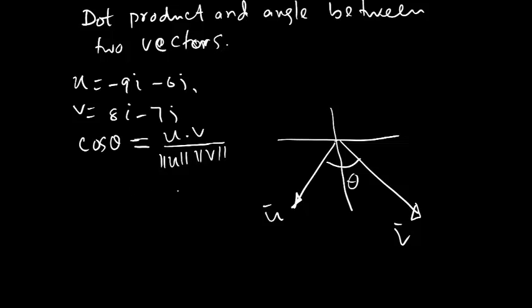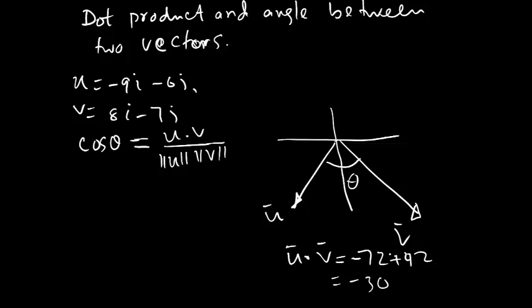So what is your u dot v? So u vector, v vector. I'm writing bar, but without the bar, just understand these are vectors. So their dot product will be: multiply -9 and 8, which is -72, plus negative 6 and negative 7, which is 42. So you get negative 30. This is your dot product.